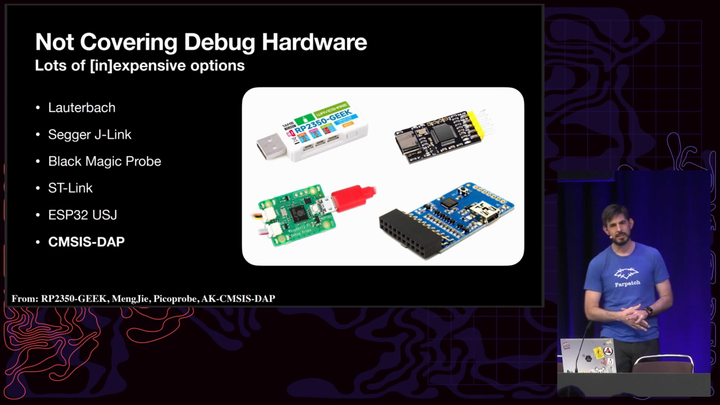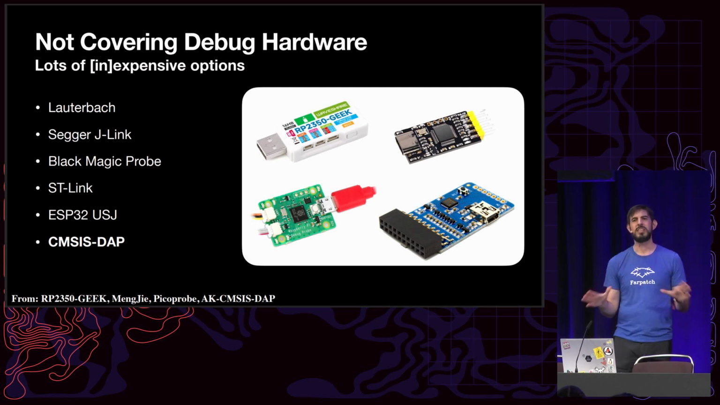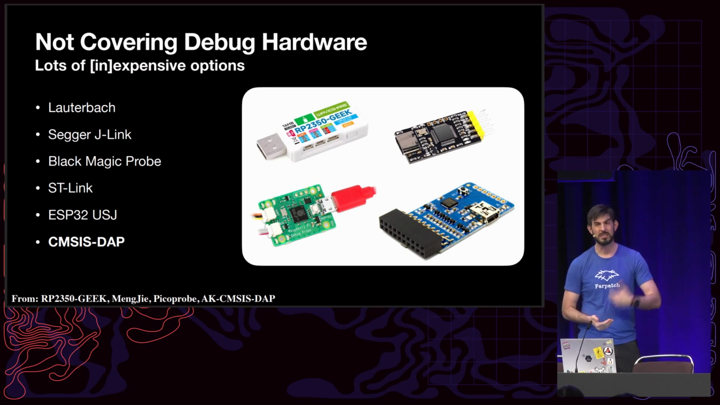The interesting thing is that ARM decided that there were way too many different kinds of debuggers, so they came up with CMSIS-DAP, which is a USB protocol for talking with SWD devices and JTAG devices, kind of unifying them all together. And everything up here is a CMSIS-DAP compatible device, including that Raspberry Pi Pico probe.